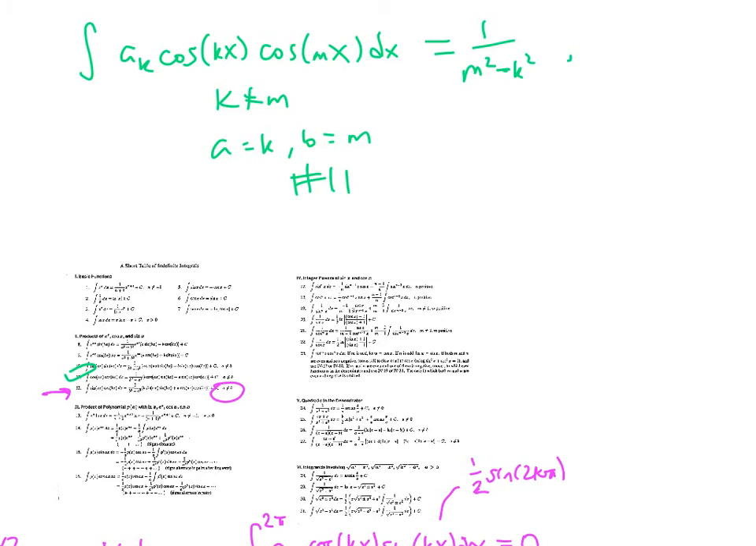Times, let's see. Sorry, I got lost in thought there for a second. Times b. What is b? That's m cosine of kx sine of mx minus k times sine of kx cosine of mx. Sorry, reading this table takes a while.